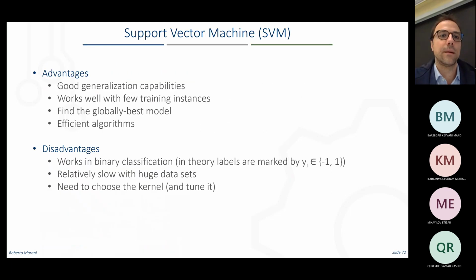Support vector machines are one of the most important classifiers that you can use for classification of feature vectors. They are able to make a good generalization, and we will see why. They are very efficient, but they just work for binary classification. So in the theory, the classification is made between -1 and 1. So we are classifying binary problems.